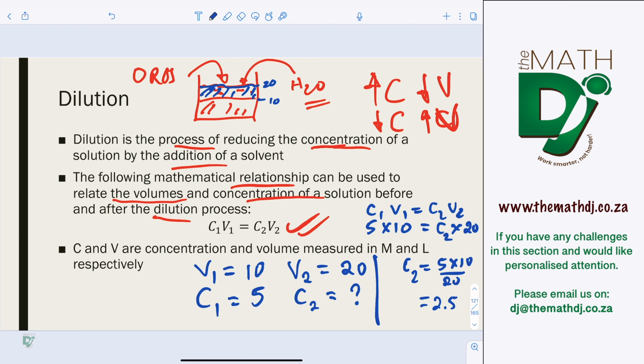So C and V are concentration and volume, measured in M for molar and L for liters. Remember, this was just hypothetical, so we are assuming this was 10 liters and 20 liters. So basically that's how we use the equation.